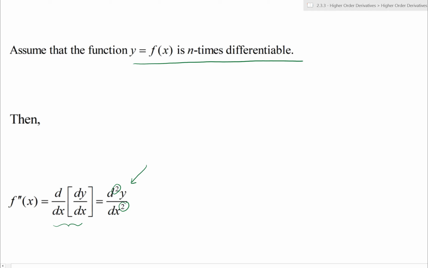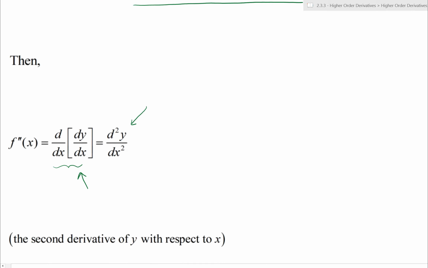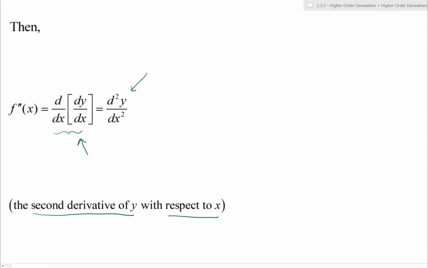appearing on the d in the numerator and the x in the denominator here in this notation. And what that's saying is I have differentiated the function y is equal to f of x with respect to x twice. And that's also consistent with the notation right there. So we can pronounce that, if you will, the second derivative of y with respect to x.